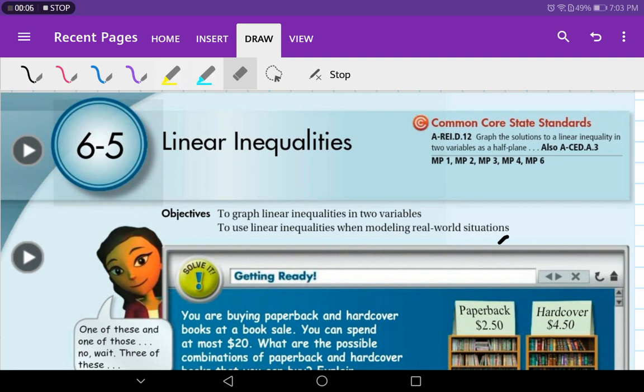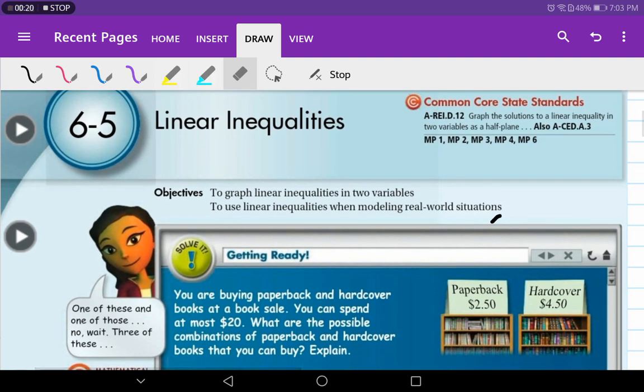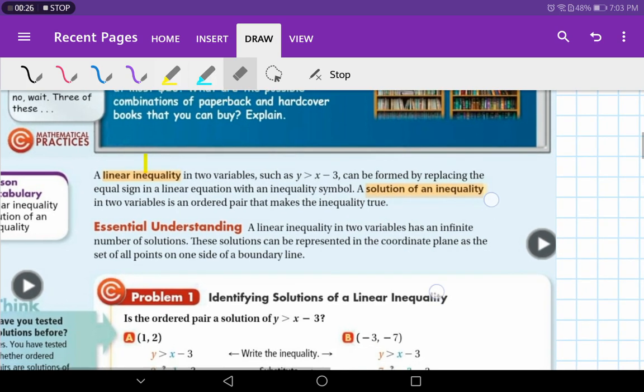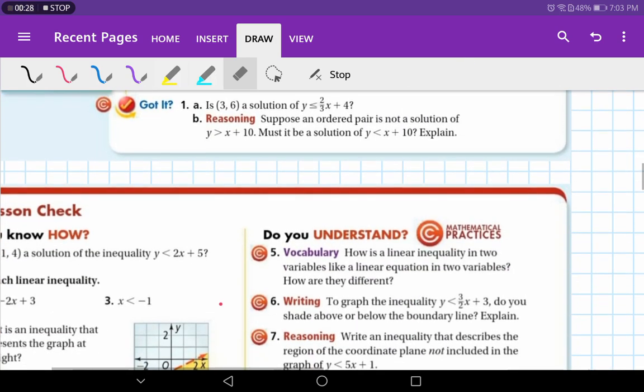Our lesson today is linear inequalities, and our objective is to graph linear inequalities in two variables. Great. So today we will graph linear inequalities, find the area for the solution, and determine if this ordered pair or any ordered pair is a solution or not. Okay, let us start from here.